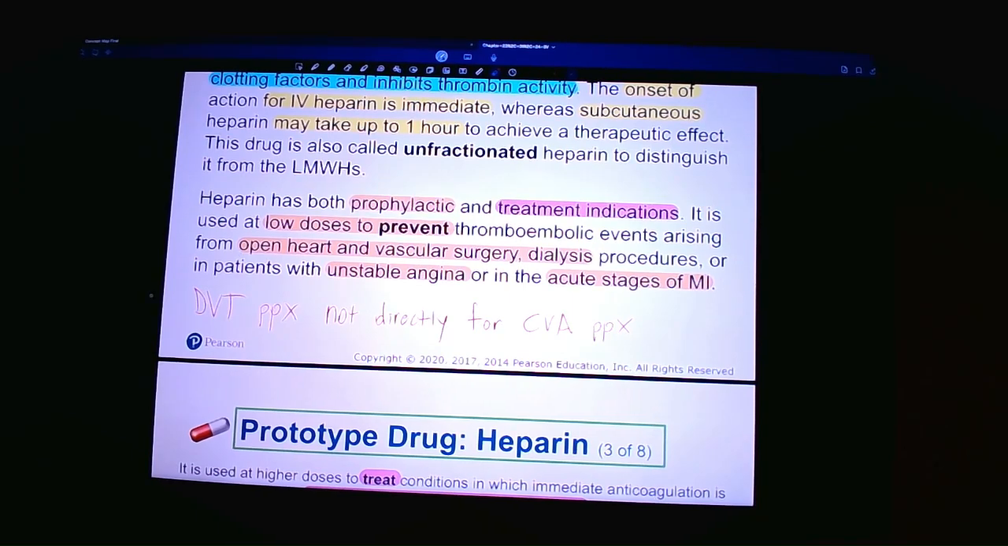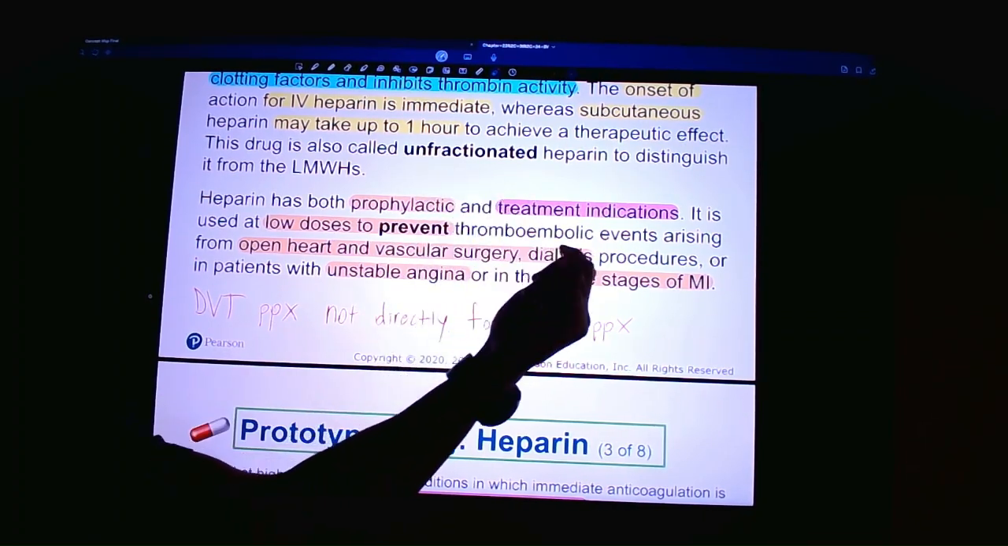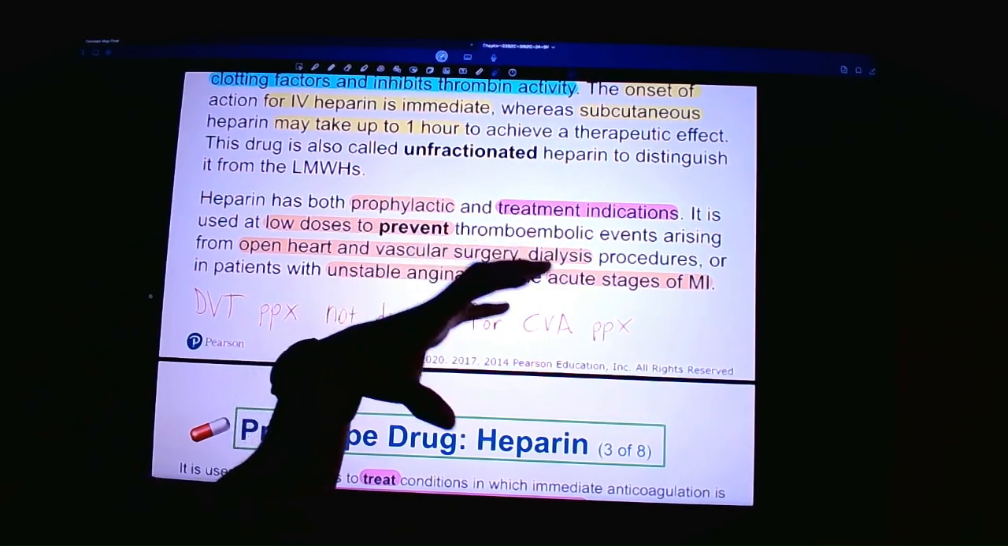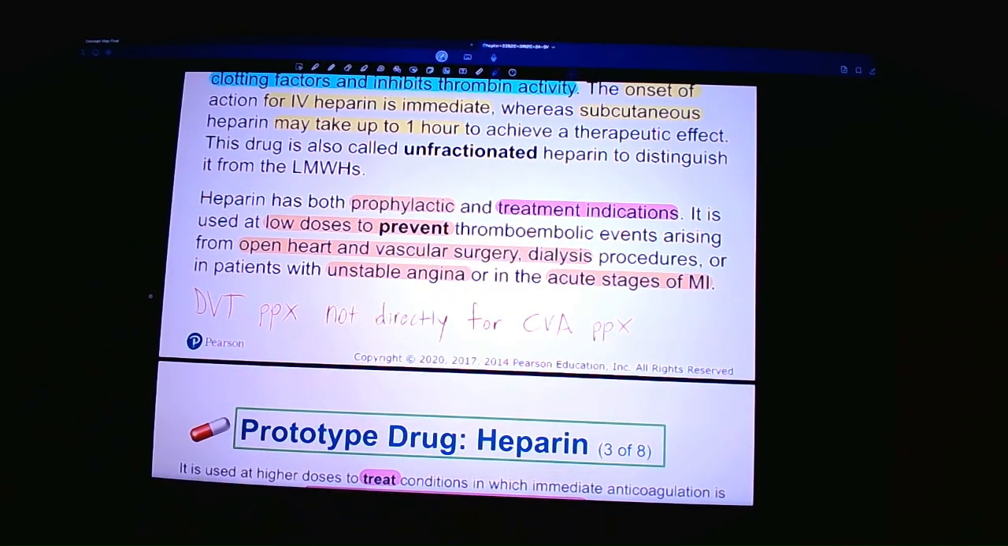So again, heparin is only really prophylactic, even though the slides say there are treatment indications, meaning you can treat a clot. What I'm mainly getting out of this is that it's only preventing the clot from getting bigger. It can't break it down because you're only turning off the ability to clot. You're not removing the clot piece by piece, right? You're just slowly preventing it from getting bigger.